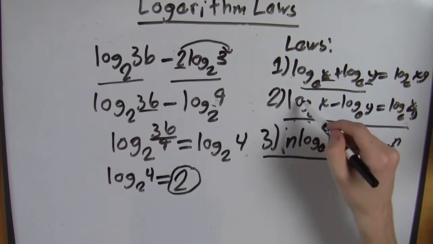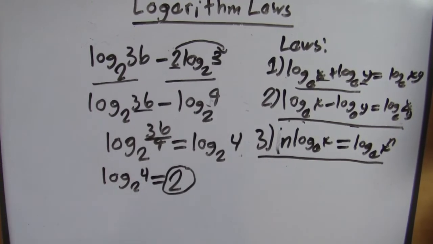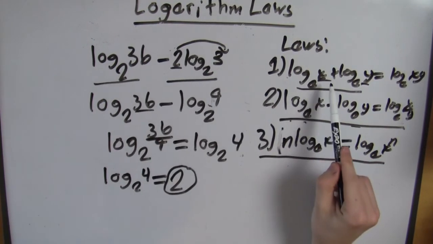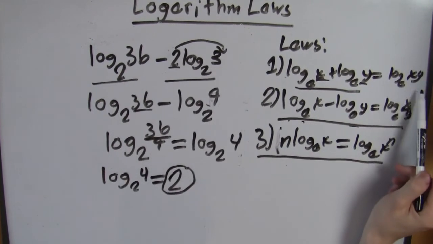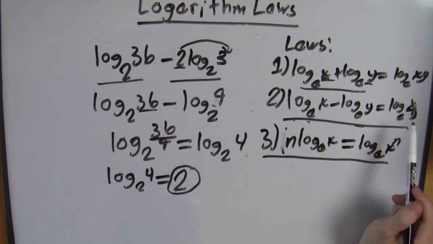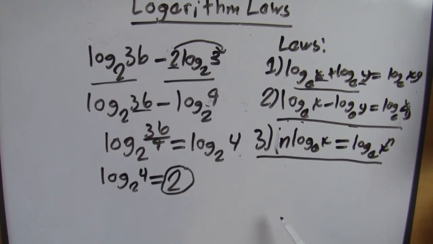And notice I used multiple laws. I applied them in different circumstances to help me get that answer. And that's why these laws are so handy. They let you solve logarithms entirely by hand, no need of a calculator, in ways that you couldn't otherwise do. So when in doubt, just remember these 3 laws. Log base a of x plus log base a of y is equal to log base a of x times y. Log base a of x minus log base a of y is equal to log base a of x divided by y. And n times log base a of x is equal to log base a of x to the n.